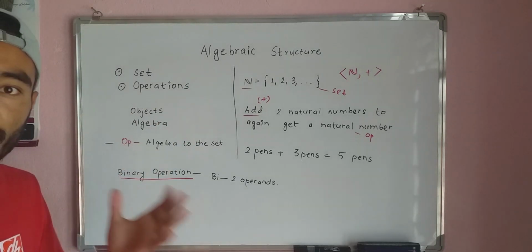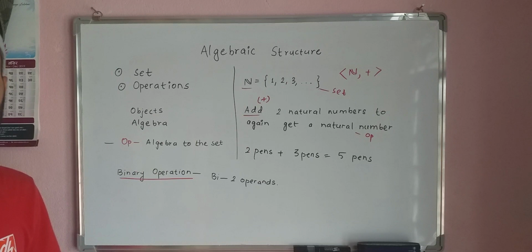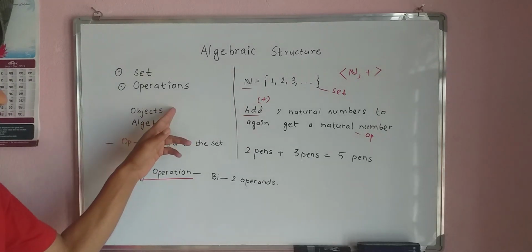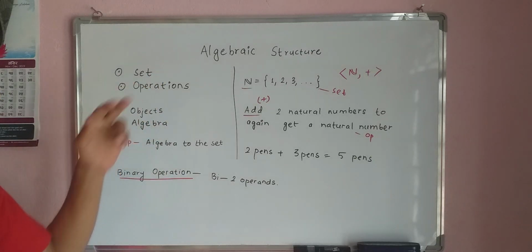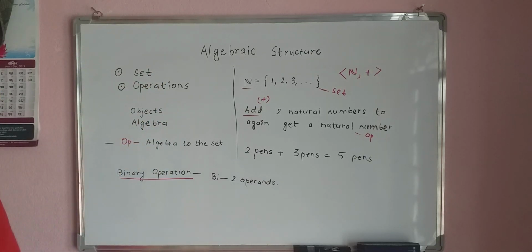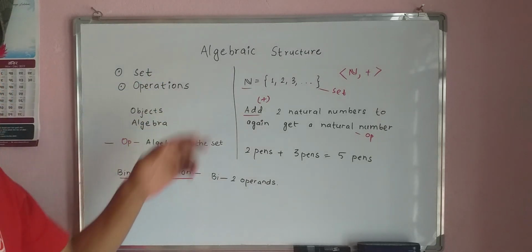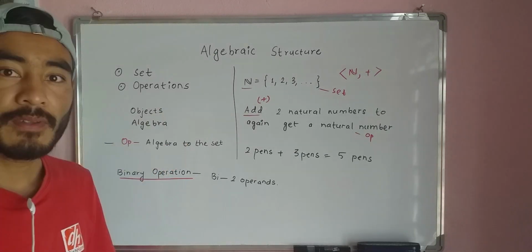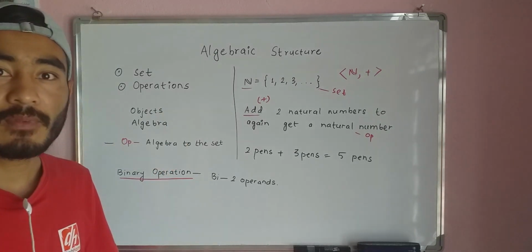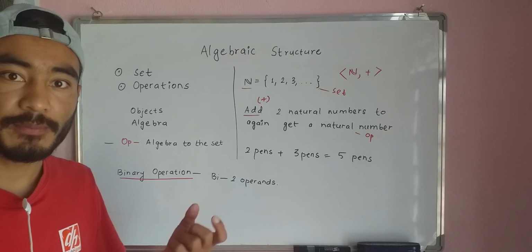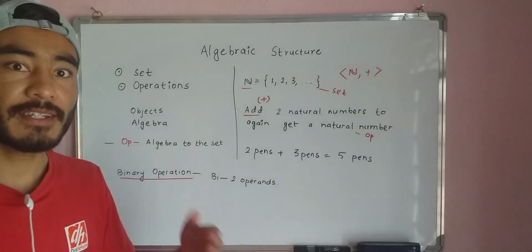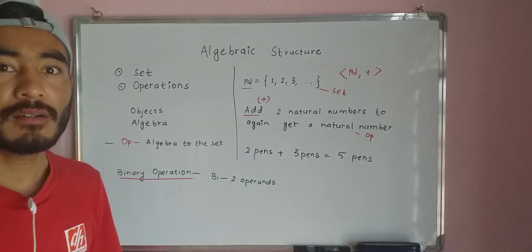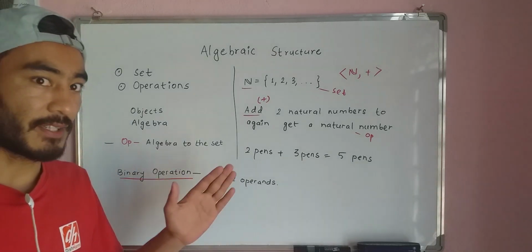To build any structure, we need two things, objects and algebra. The set consists of objects and the operations defined on the set give algebra to the set. Now take any set. To manipulate the elements of the set, to combine two elements of the set and to again get another element of the set, we define operations on the set.